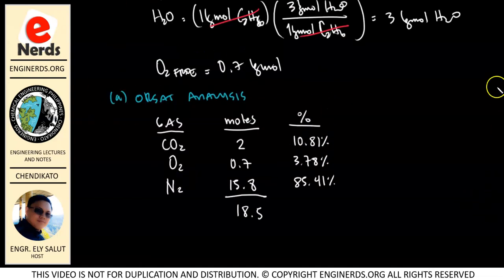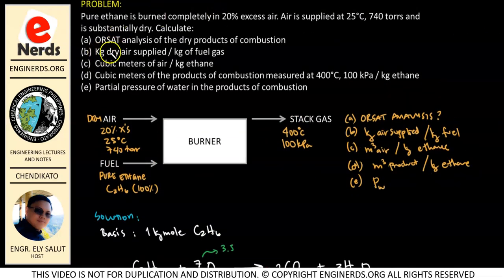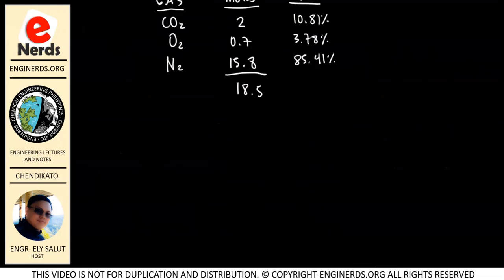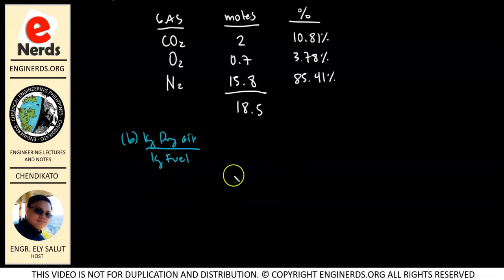Okay, so ano yung next na pinapahanap sa atin? The next one that we need to get is the kilogram of dry air supplied per kilogram of the dry fuel or the supplied fuel. Okay, so we'll get that here. So we need to get kilogram of dry air over the kilogram of our fuel, which is C2H6. Okay, so this is what we're going to find out here.